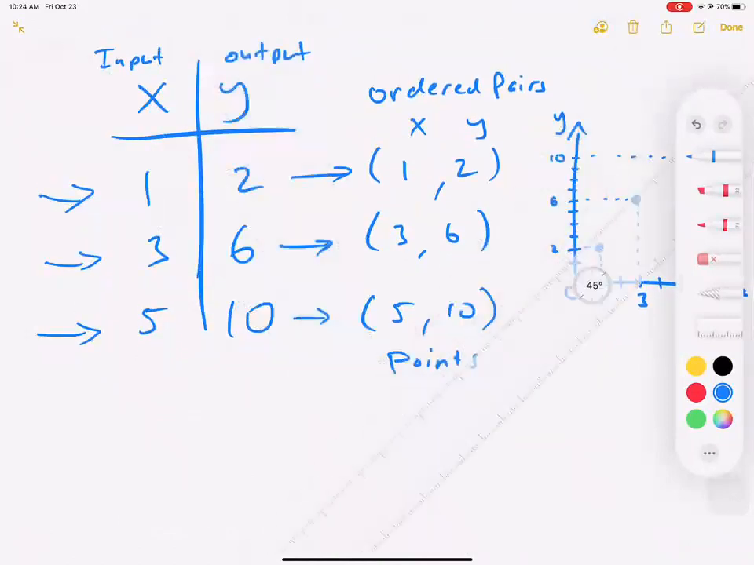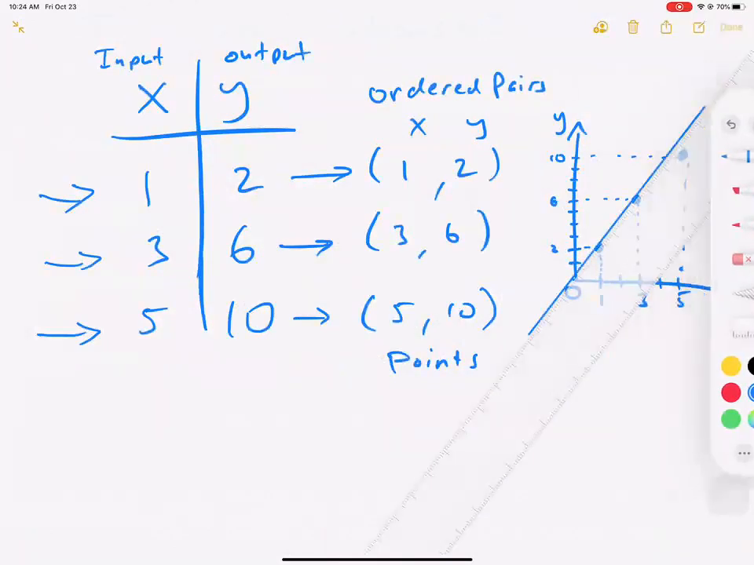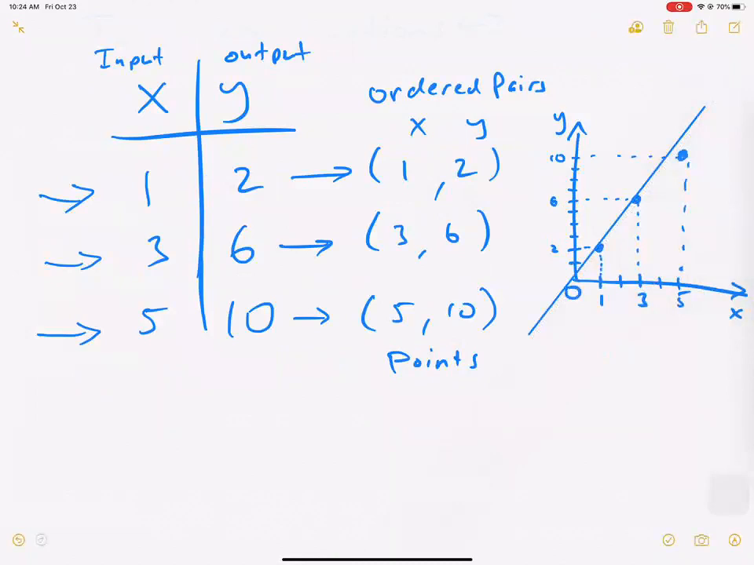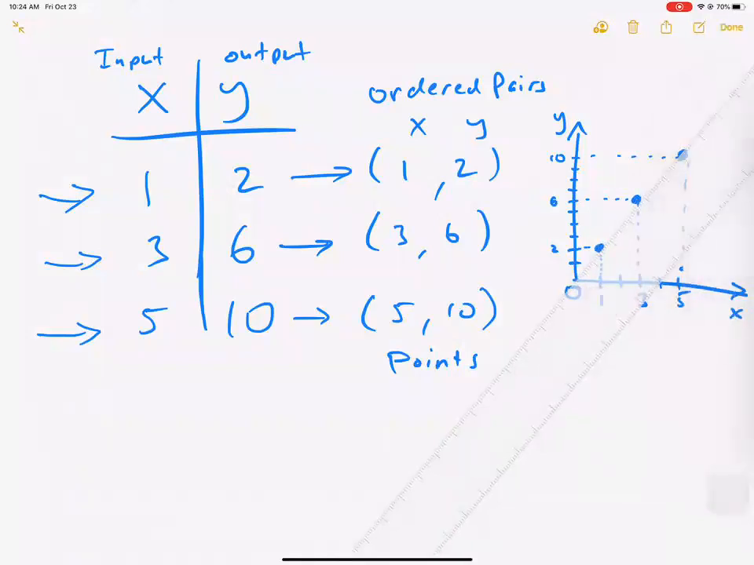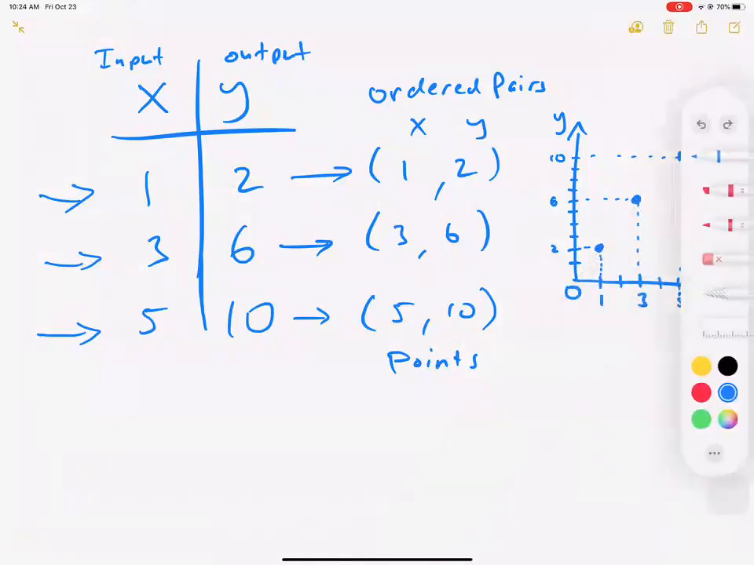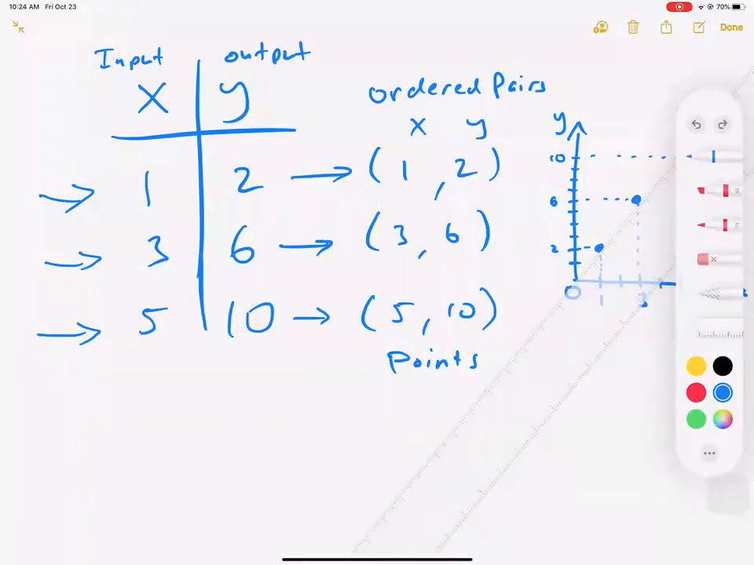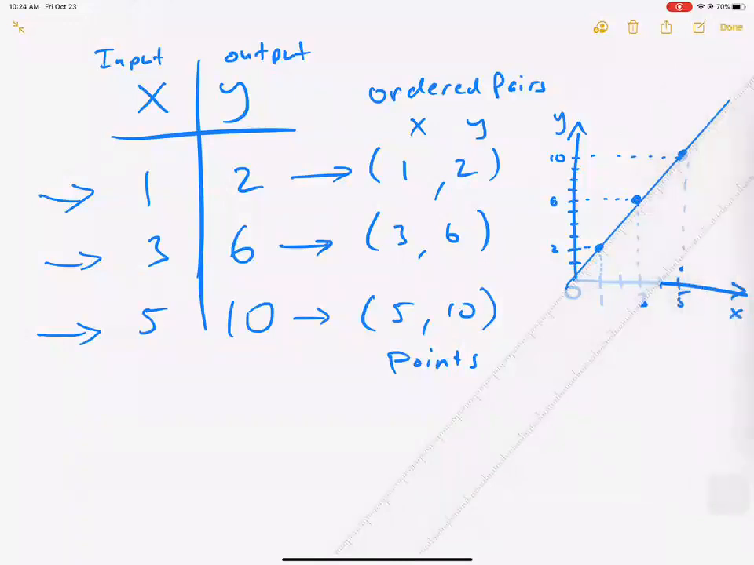So we end up seeing this idea of a trend, and then that's where lines come in. When we draw lines, this line here goes through all the points. Let me undo that. This is going to lead us to what we're drawing eventually in this chapter, this idea of a line graph. And this line goes through all the points. It went through 1, 2, it went through 3, 6, and also went through 5, 10.